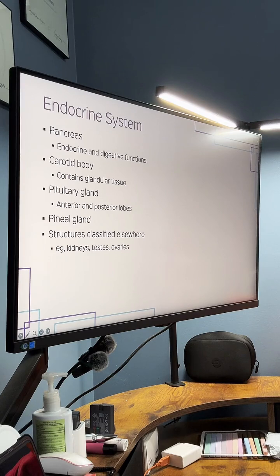The kidneys, testes, and ovaries are glands that secrete hormones. I'm going to do that one again.